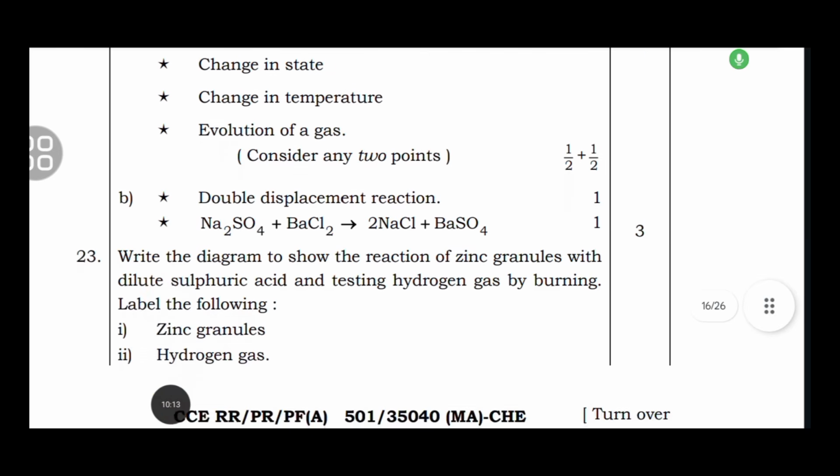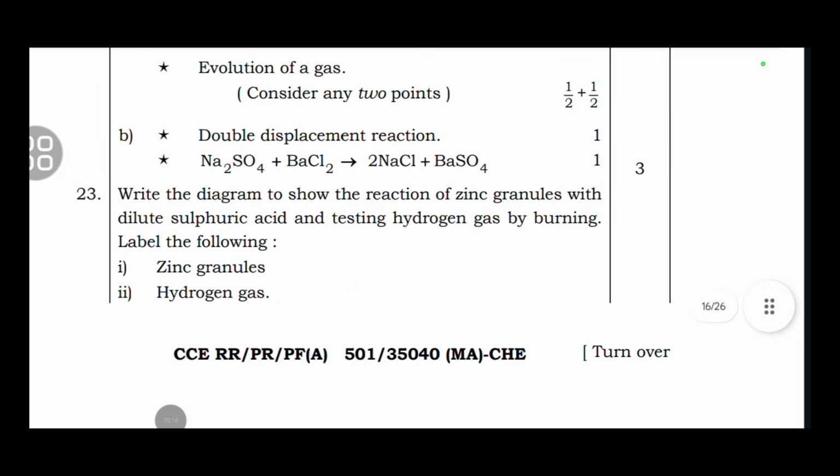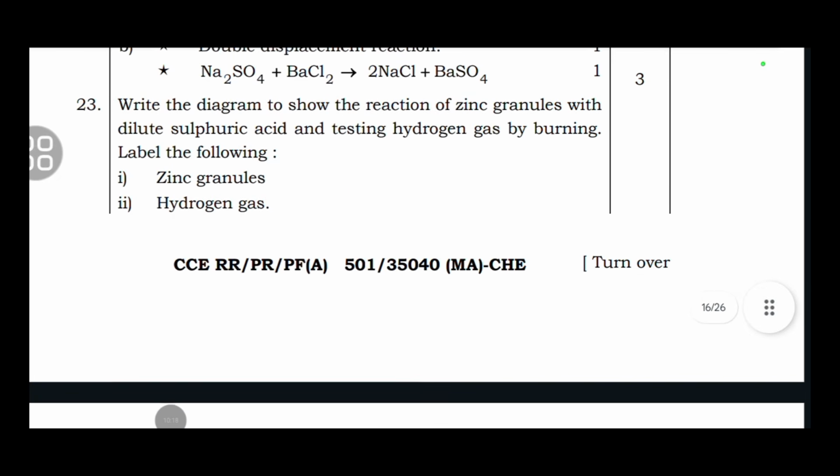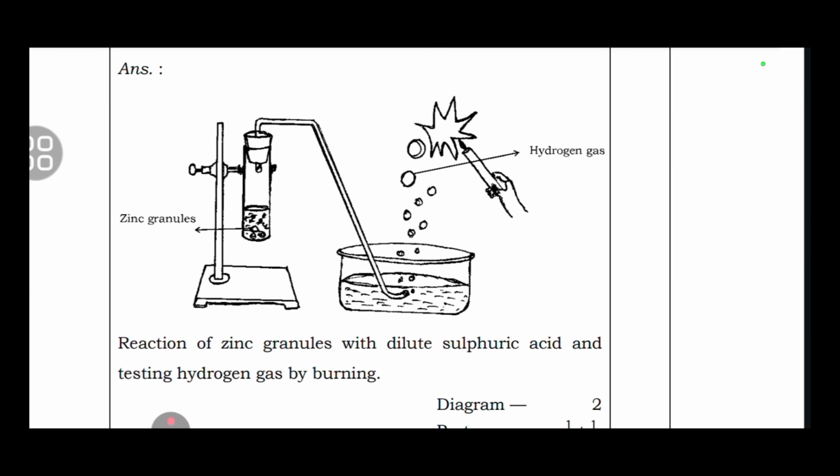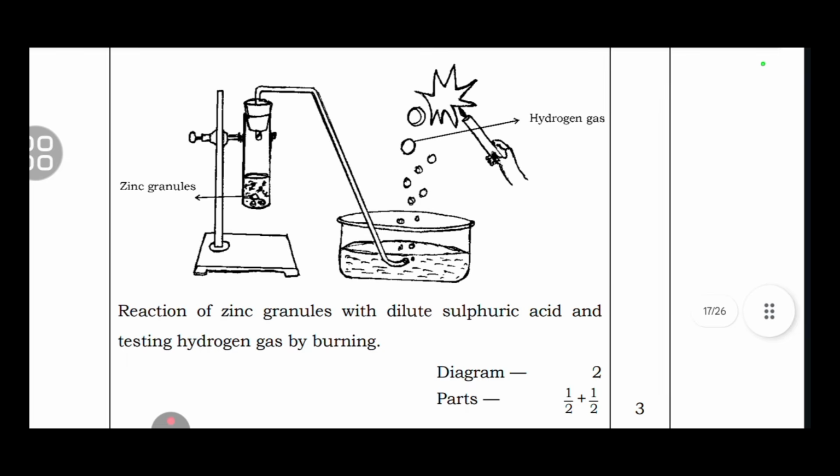Draw the diagram to show the reaction with dilute sulfuric acid and testing the hydrogen gas with a burning splinter, and label it. This is a fixed question. Again, they asked it in the 2025 examination 2 also. They asked it in the 2024-2025 examination 1 also.